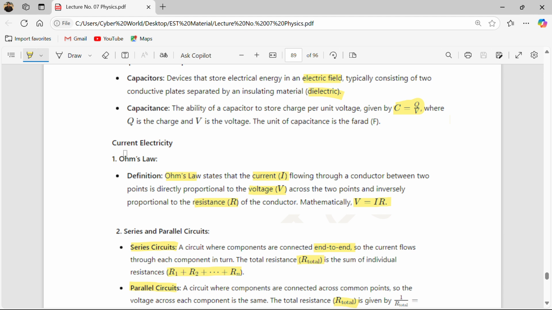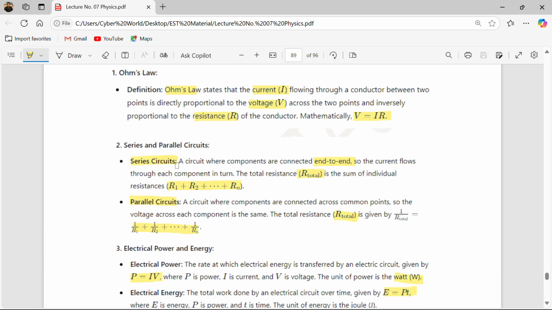So now move on towards current electricity. To resolve simple circuits, we use Ohm's law, and Ohm's law basically says that the current is directly proportional to the voltage and inversely proportional to the resistance. The more the current, the less the resistance. If the current is less, the resistance is high, because there is an inverse relation between current and resistance. But there is a direct relation between current and voltage, and the mathematical expression of Ohm's law can be written as V equals IR.